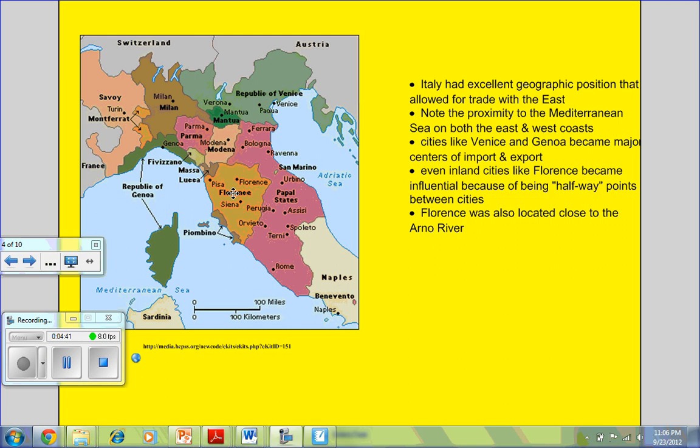Now you can take a look at the geography of the area. Italy has an excellent position that allowed them easy access and trade with the East. A lot of these cities became major centers of import and export, even though an inland city like Florence itself was right smack dab in the middle of Italy. It became a vital halfway point, so to speak, between the two cities of Genoa and Venice, and also into other areas of Europe. And we'll take a look at that on the next slide.